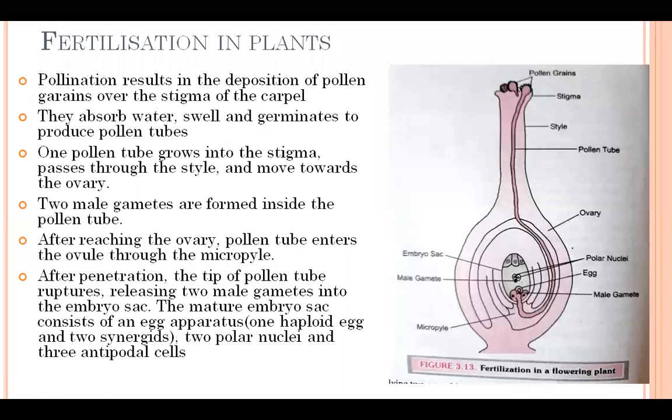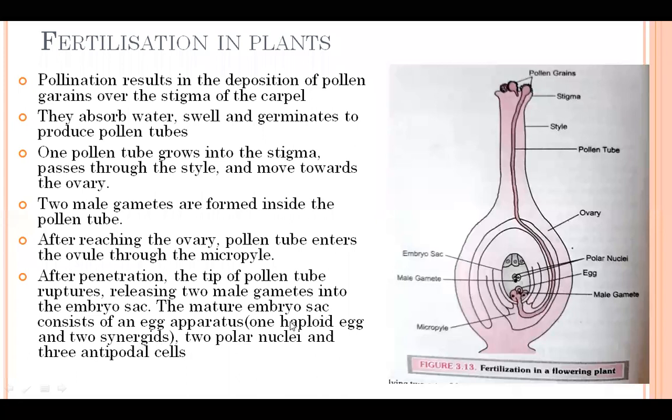Clear? The mature embryo sac consists of... now what is there in this embryo sac? It contains one egg apparatus. Now what is the egg apparatus? These three cells together are known as the egg apparatus. Now what is in it? One egg cell and two synergids. So one haploid egg and two synergids.